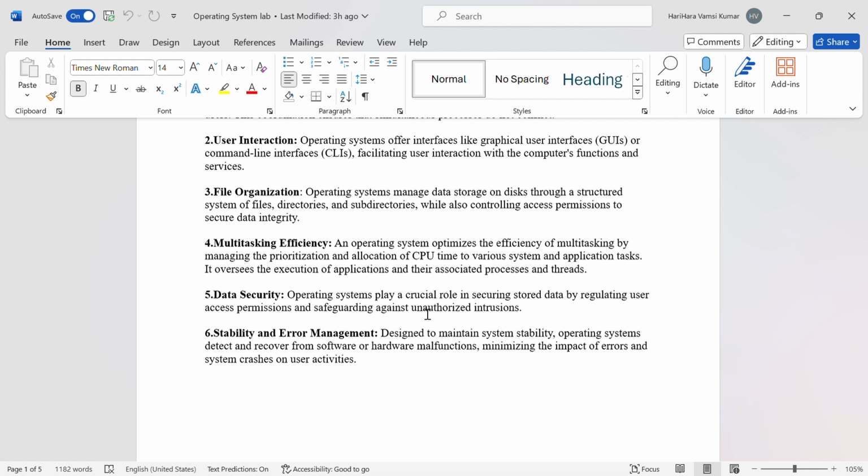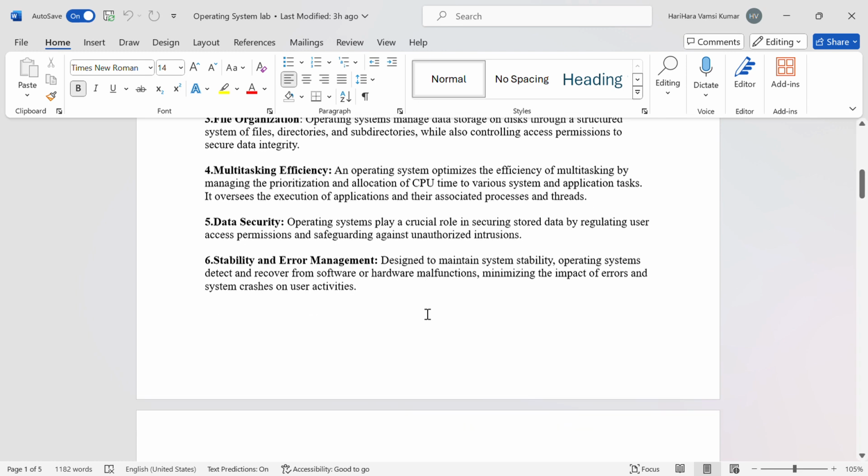In multitasking efficiency, an operating system optimizes the efficiency of multitasking by managing the prioritization and allocation of CPU time to various system and application tasks. It oversees the execution of applications and their associated processes and threads. And the fifth function is data security. In data security, the operating system plays a crucial role in securing stored data by regulating users' access, permissions, and safeguarding against unauthorized intrusions. The sixth one is stability and error management.